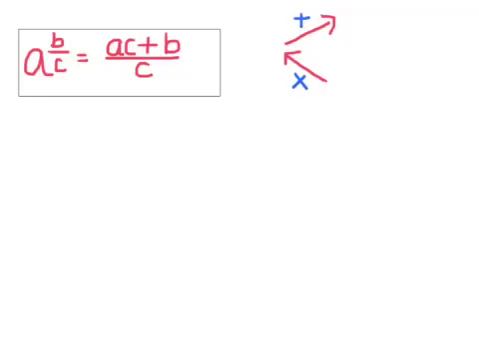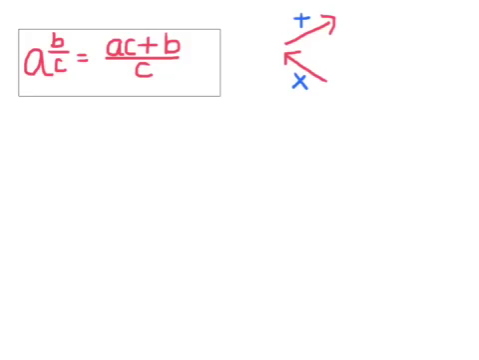Hi everybody. Today we're going to talk about how we change a mixed number, which is shown here, into an improper fraction, shown here. Basically, a mixed number is a combination of a whole number and a fraction together. And an improper fraction is a fraction where the top number, or numerator, is bigger than the denominator, or bottom number.